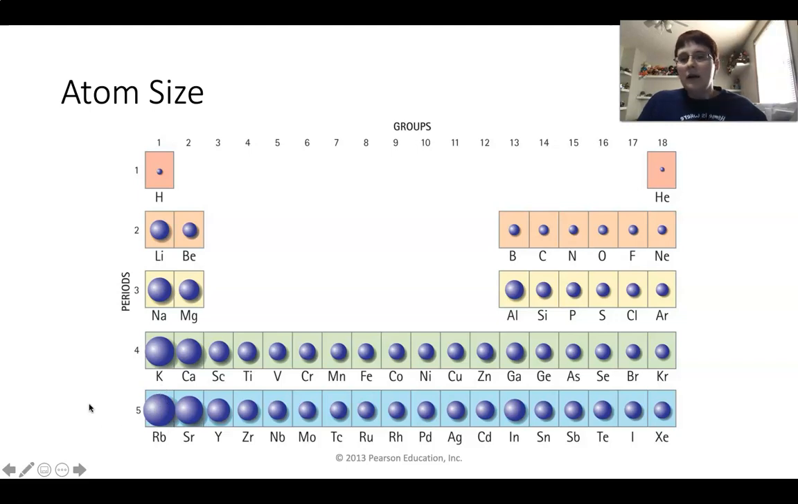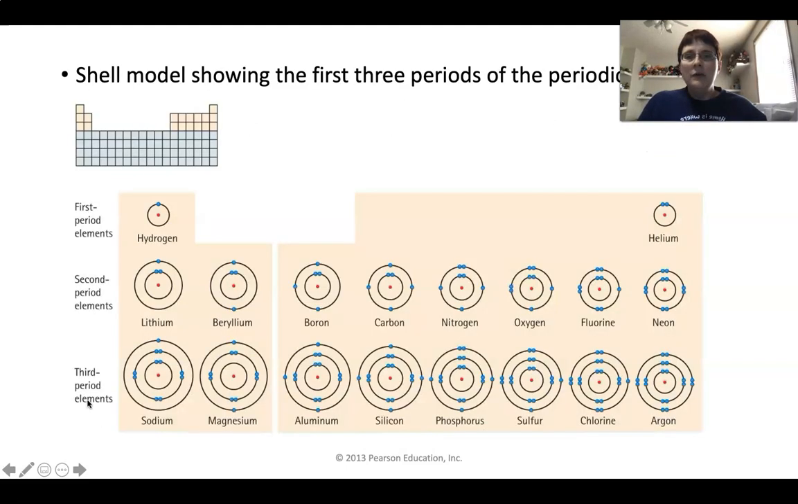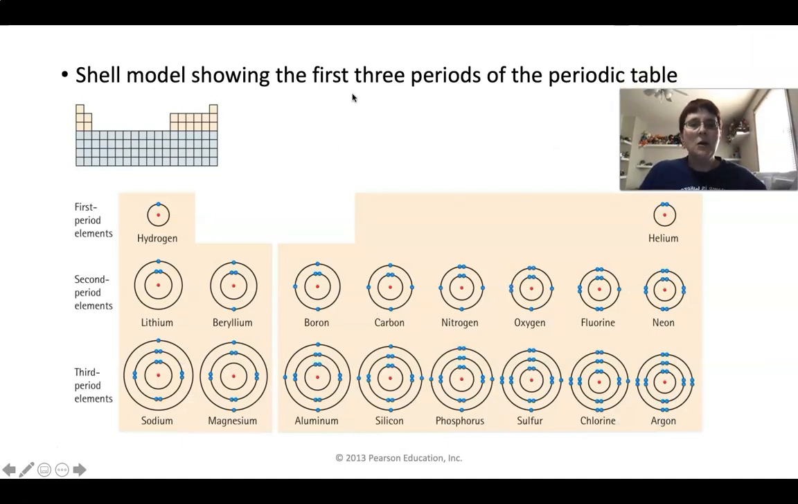The other one that I want to show you is tying us back to the shell model that was in the previous video. I mentioned that the shell model is related to the periodic table. So here we've got our Bohr model, our shell model. We're looking at just the first three periods, period 1, 2, and 3, the ones that are highlighted up here. Let's take a look at how their electrons are laid out.